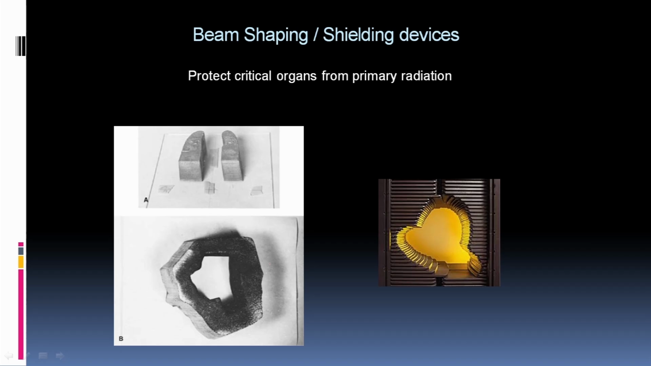So these are the beam shaping and shielding devices. These devices are used to protect critical organs from primary radiation. This shielding may be custom block shielding, or individualized shielding may also be used for the protection of the critical organ from the primary radiation. Sometimes we use multi-leaf collimators. We will discuss later what multi-leaf collimators are for this shielding purpose.